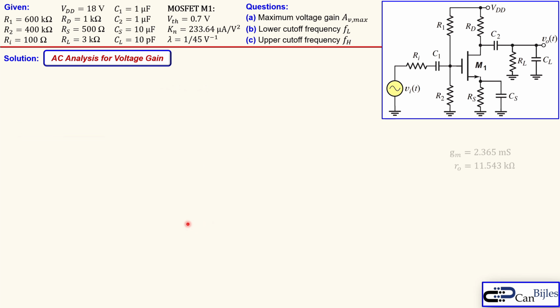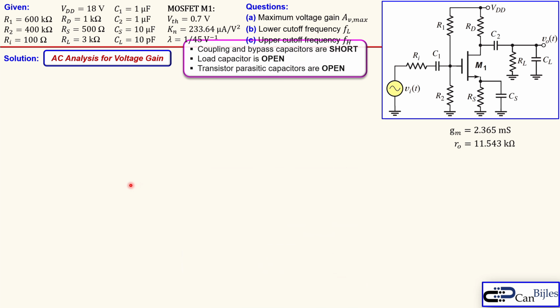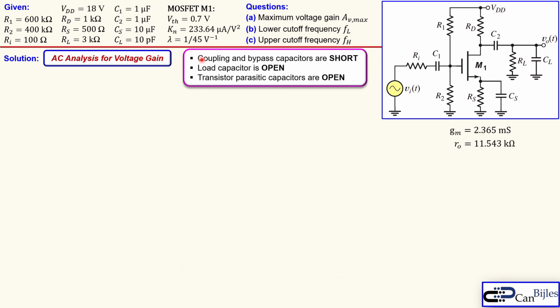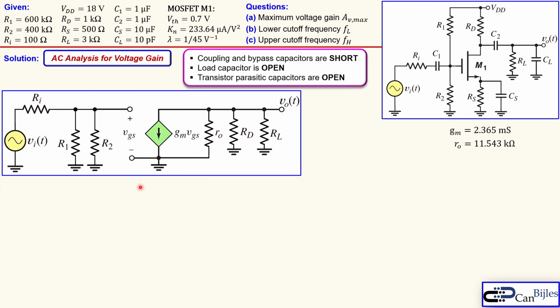Okay, so let's go now to the AC analysis for the voltage gain, because that's the objective for question A, and we know the GM and RO for our next steps. In this case, we assume that the coupling capacitors and the bypass capacitors are all shorted. So this is a perfect short. Load capacitor is open, so this is not there anymore. And the transistor parasitic capacitors like the CGS and CGD are also perfectly open, so we don't consider these parasitic capacitors. And then the circuit is like so.